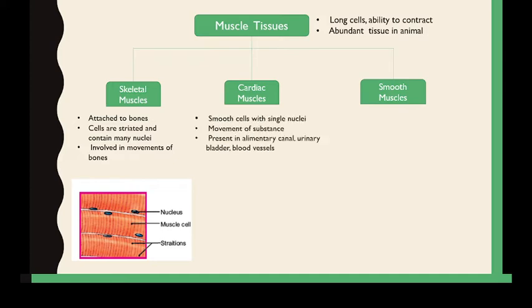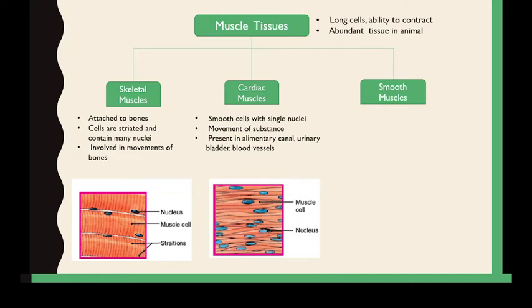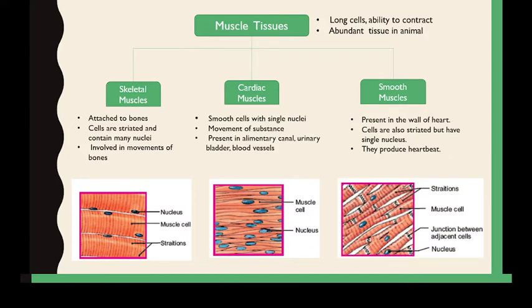And cardiac muscles are those muscles which contain smooth cells with single nuclei, and they're involved in movement of substances. They're present actually in alimentary canal, urinary bladder, and blood vessels. You can see in the diagram these cardiac muscles here. What are smooth muscles? These muscles are present in walls of heart, and these cells are also striated, but they have a single nucleus, and they can also produce heartbeat. You can see in the diagram that these are the smooth muscles.